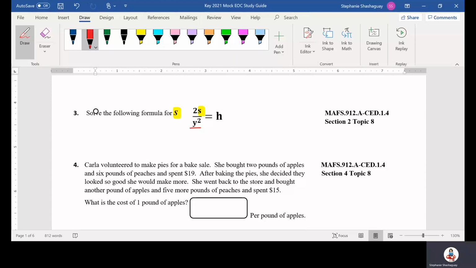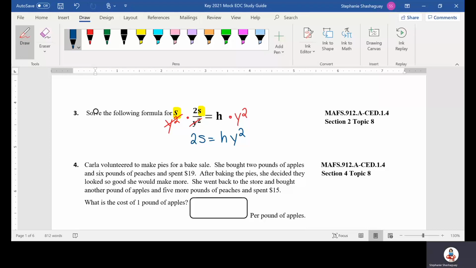Well, that 2s is being divided by y squared. So to move that y squared to the other side of the equal sign, I need to multiply by y squared. And if I multiply on the left, I'm going to have to multiply on the right. If I multiply by y squared on the left, that denominator goes away. And if I multiply that h by y squared, then I'm going to have 2s is equal to h y squared.